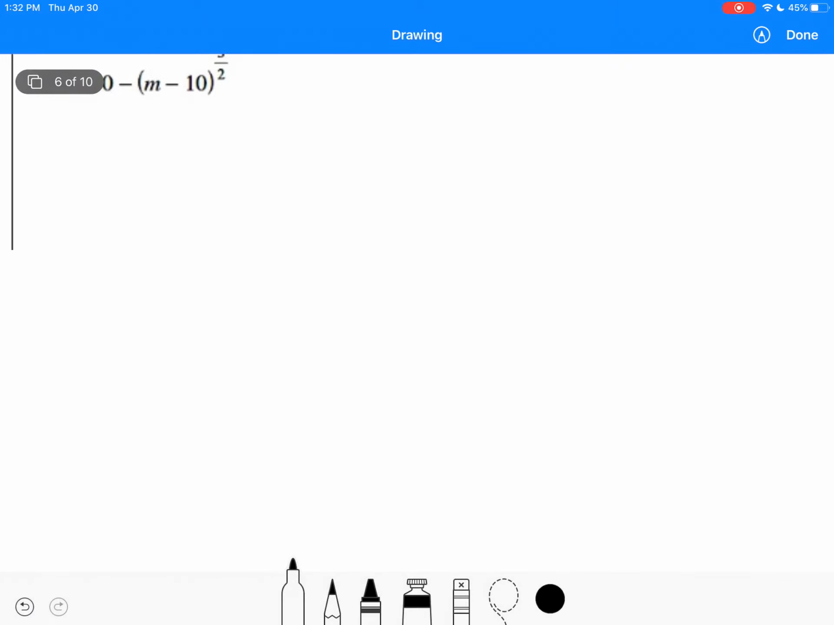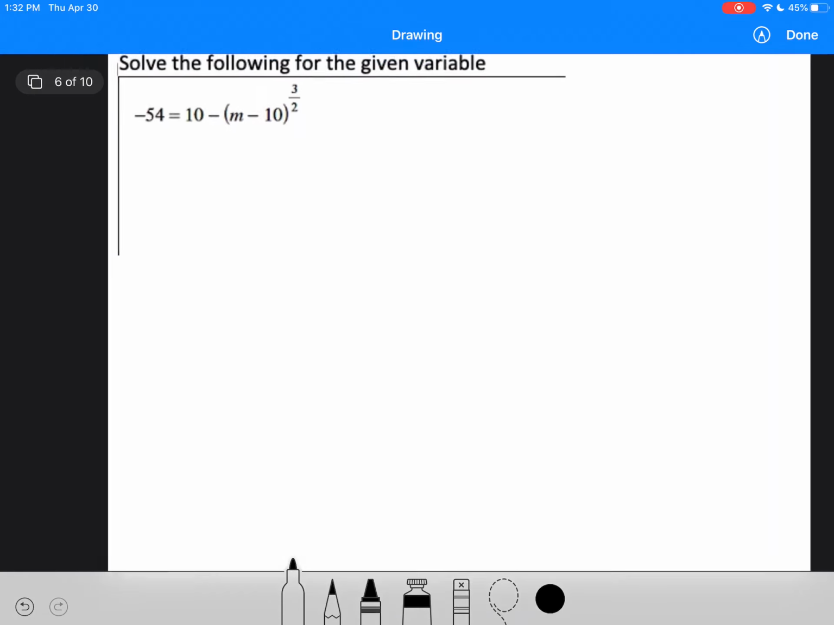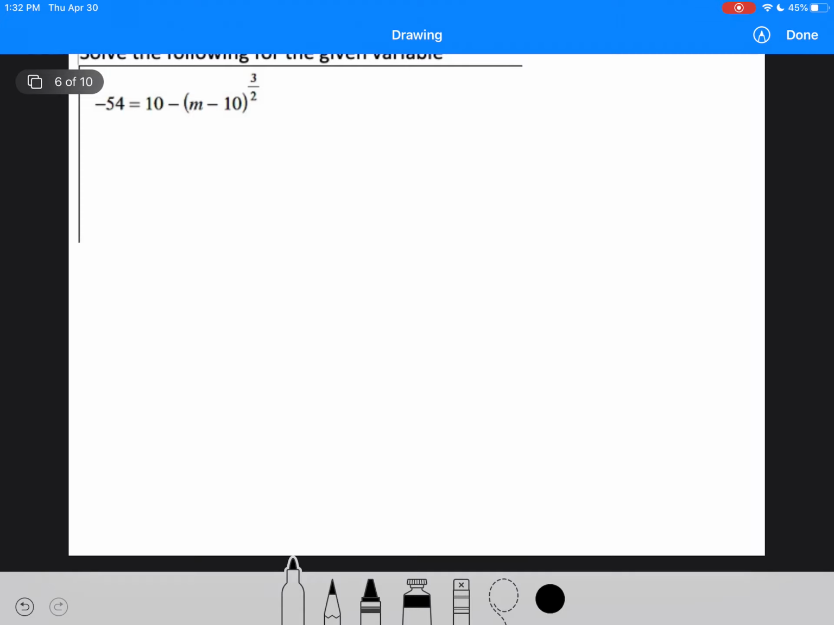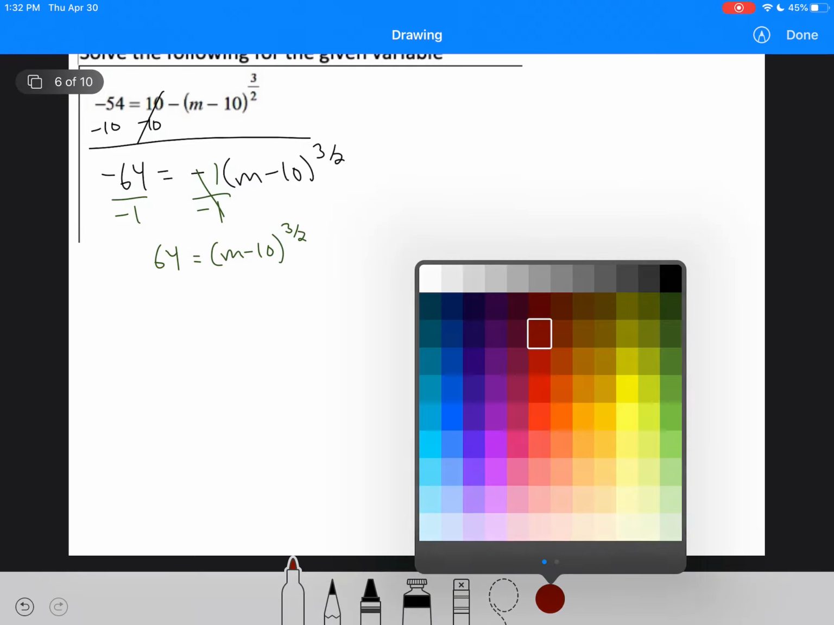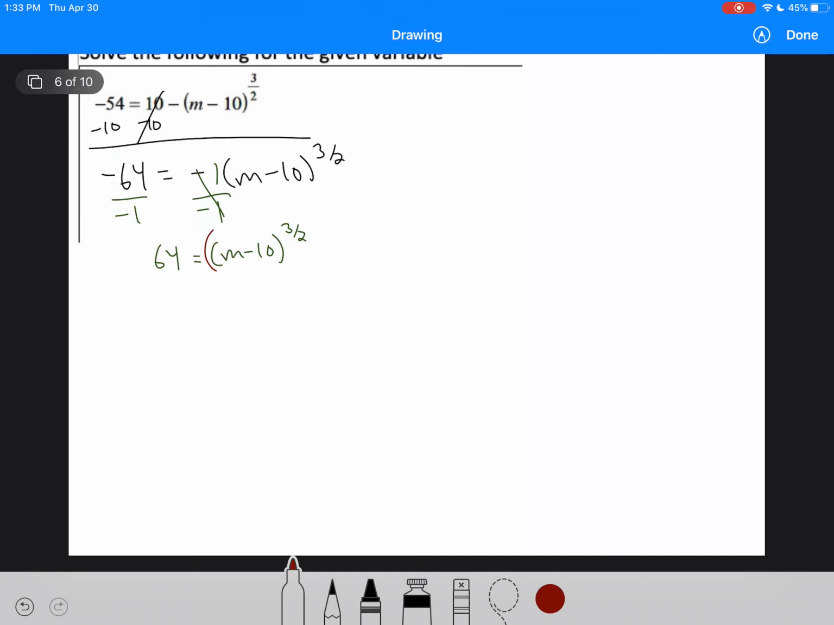So let's look at if you added some stuff to it. So let's say you wanted to solve this for m in this case. What we want to do first is get rid of everything on the outside of this. So we need to move this 10 and we need to move this minus. So we're first going to move the 10, which is a positive 10. So we're going to subtract 10. It's going to be negative 64. Then we're going to get rid of the negative 1 out here by dividing by negative 1. It's going to be m minus 10 to the power of 3 over 2 equals 64.